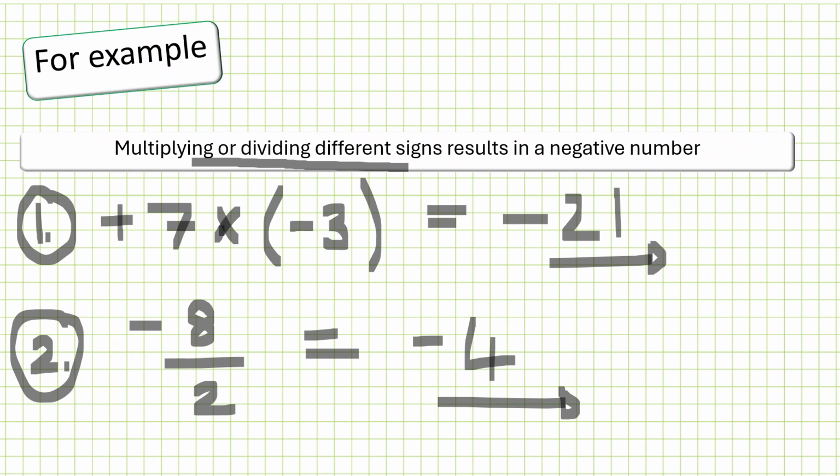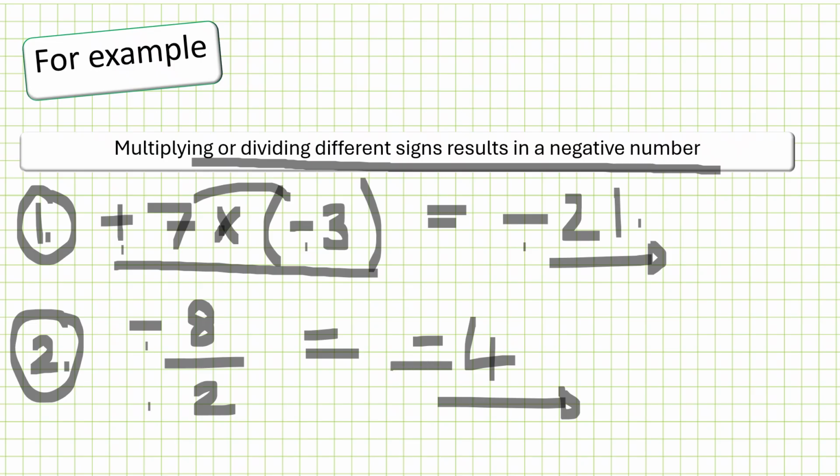Multiplying or dividing different signs results in a negative number. Plus 7 multiplied by minus 3, plus multiplied by a minus is a negative. 7 times by 3 is 21. So this is all revision. You would have come across this in your maths career somewhere along the line. A minus divided by a plus is a minus. 8 divided by 2 is equal to 4. Minus 8 divided by 2 is equal to minus 4.